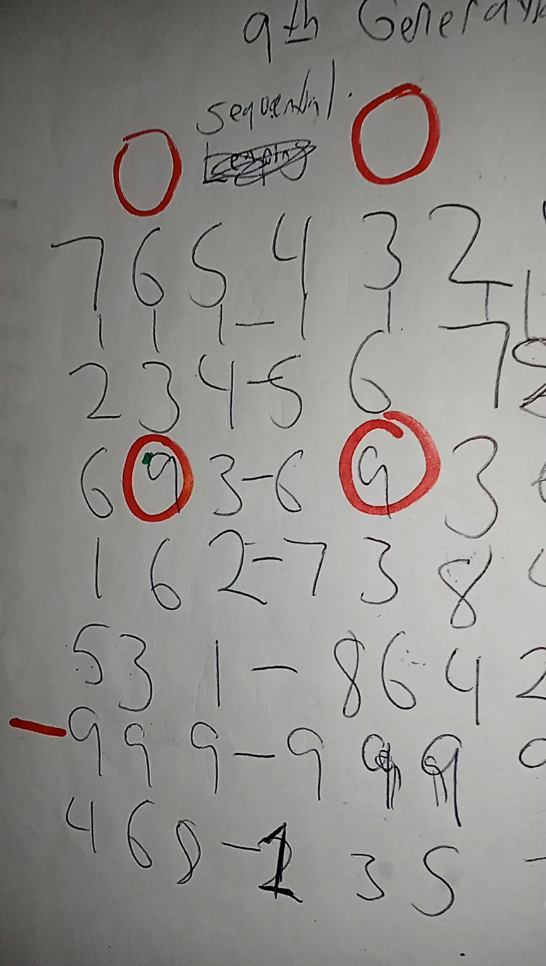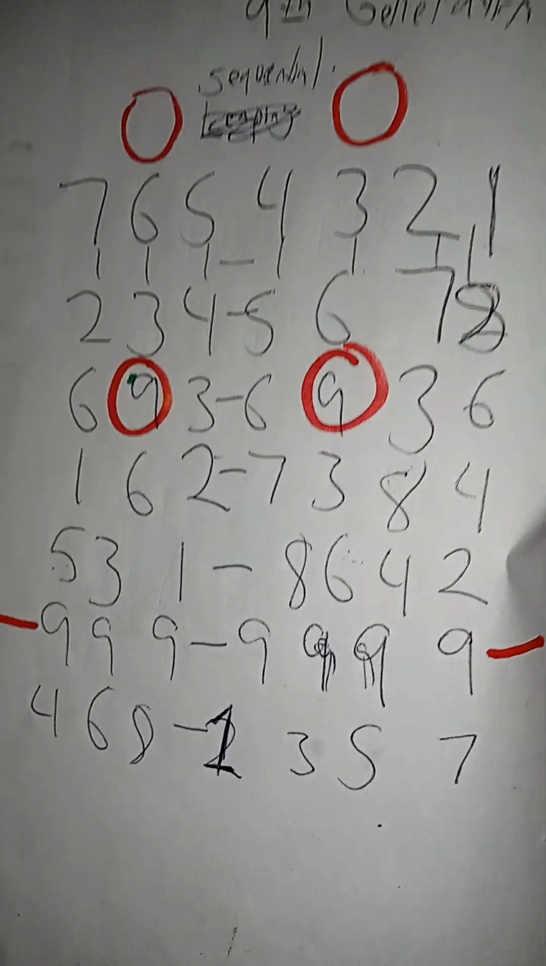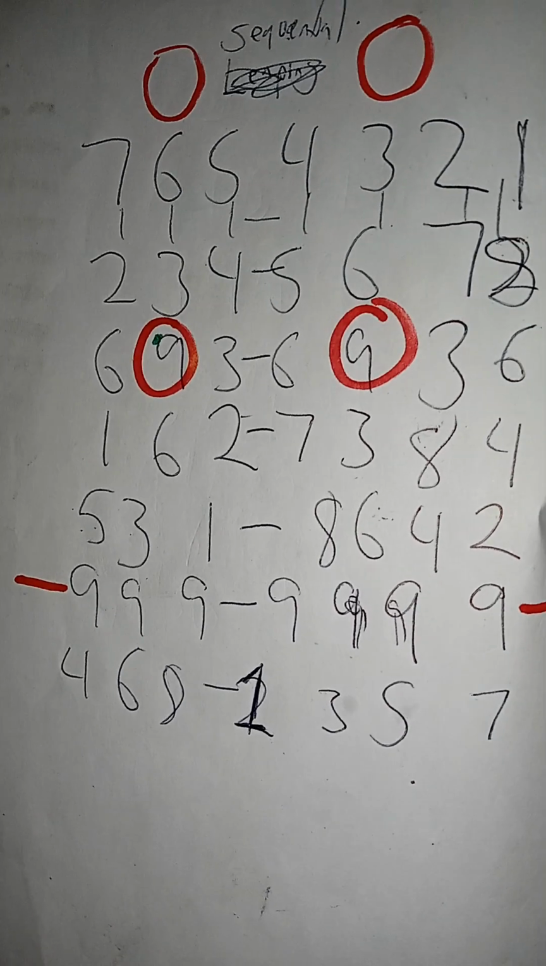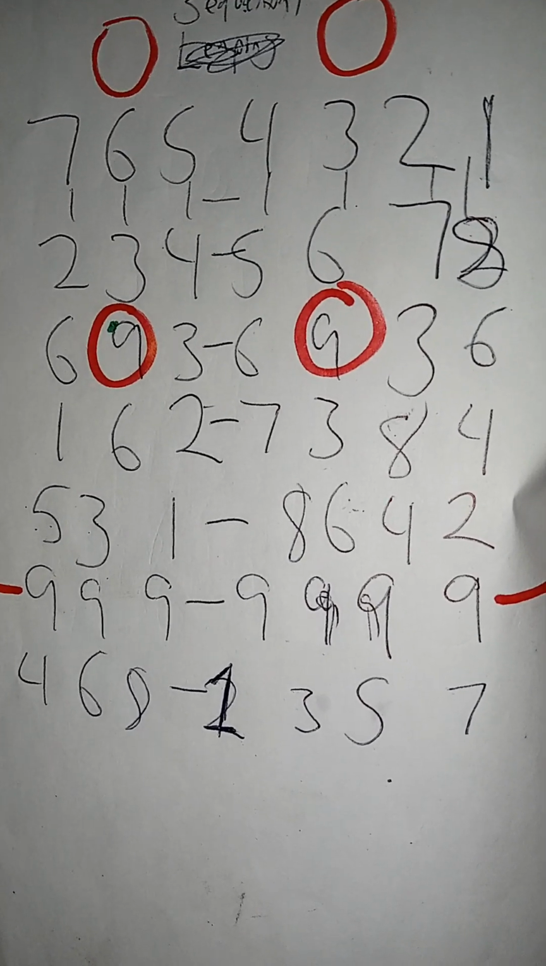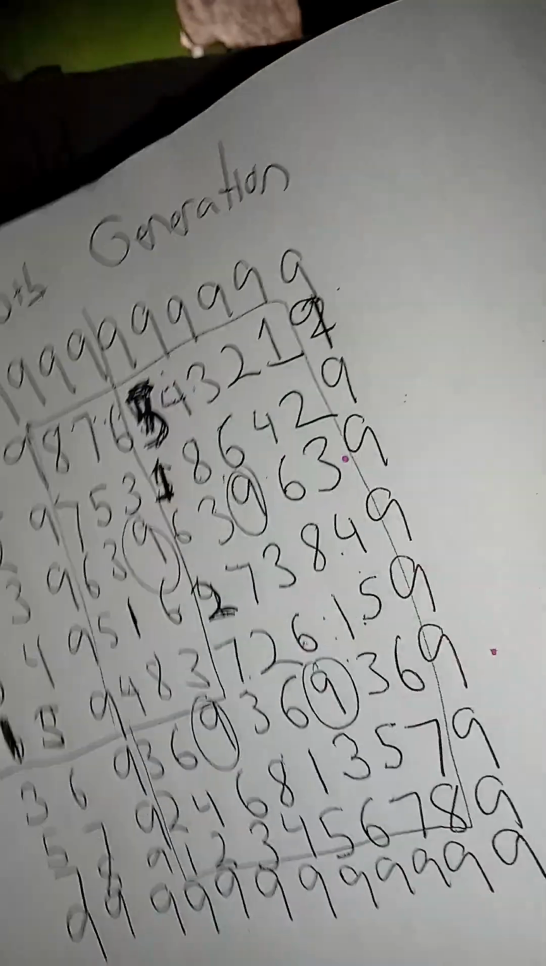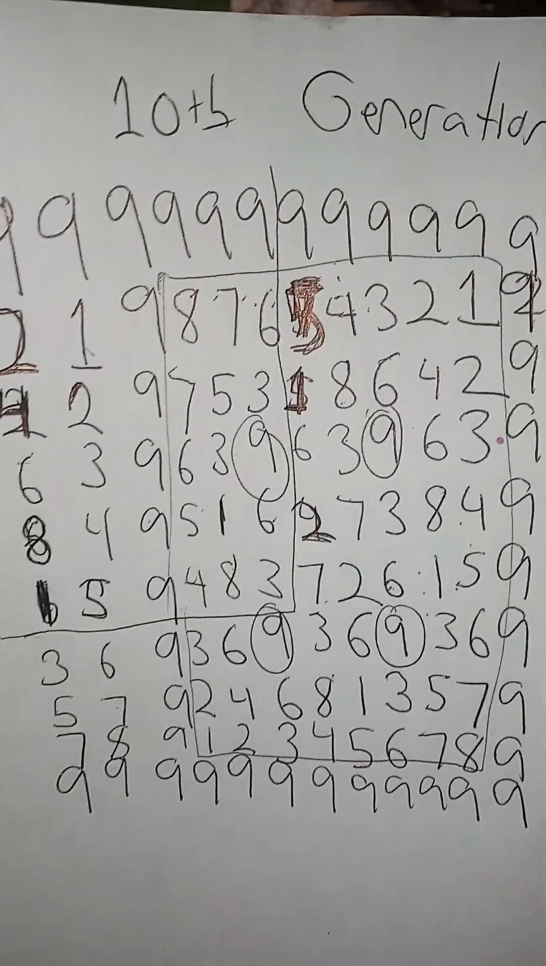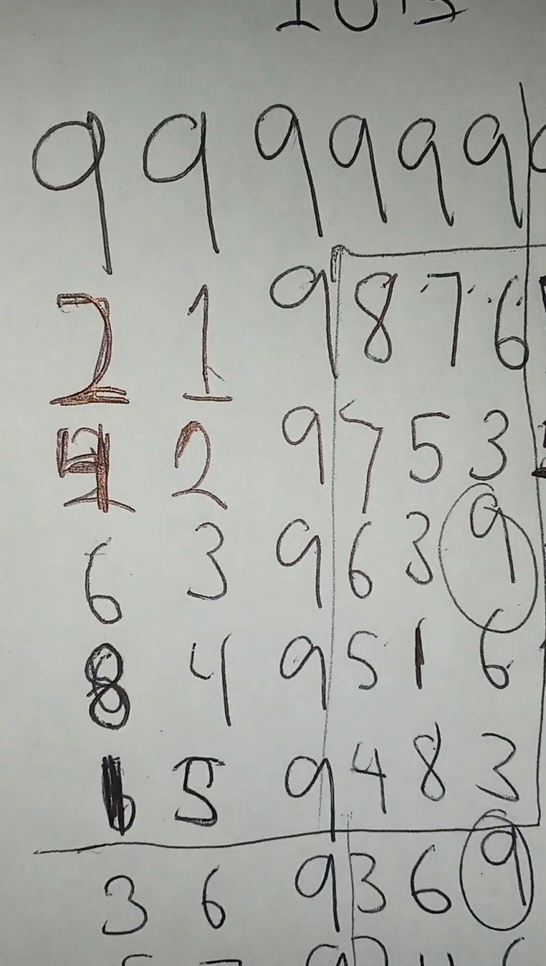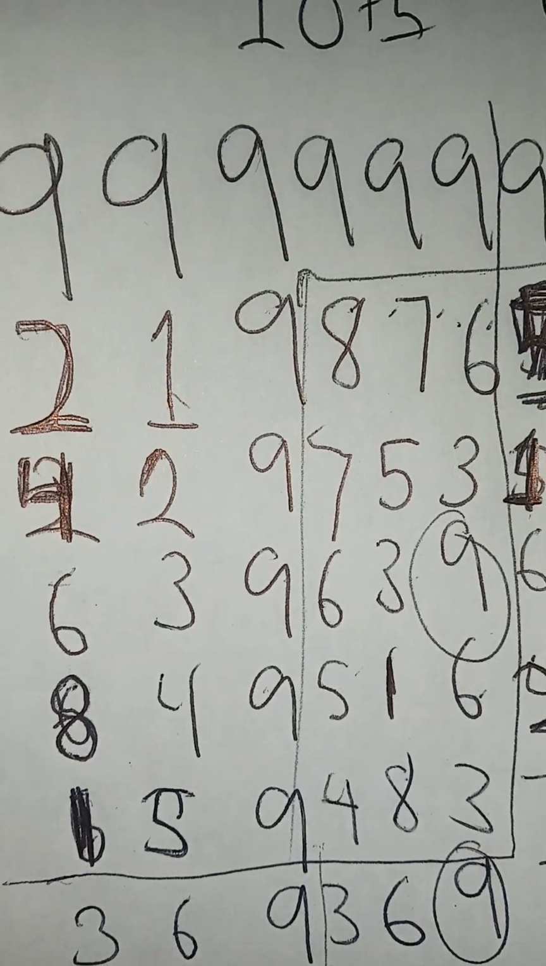And here's where it gets interesting. The 9th generation, when you take the numbers that are in between the numbers that exist in this generation, you come up with this, the 10th generation. More specifically, it's this part right here that's outlined.